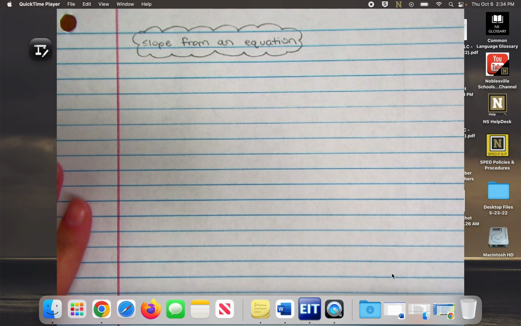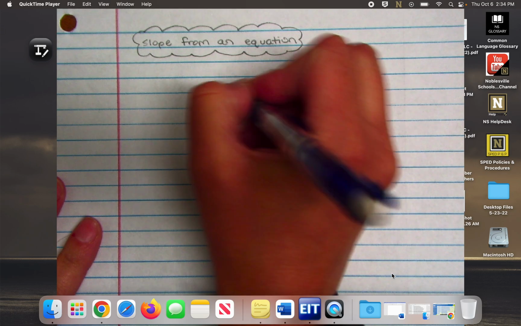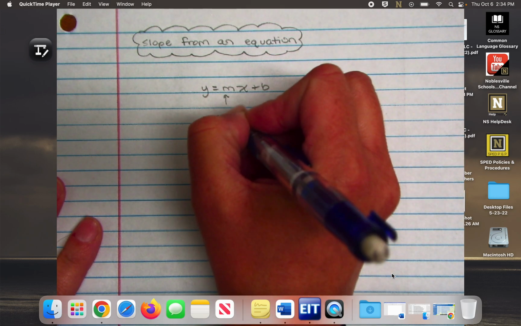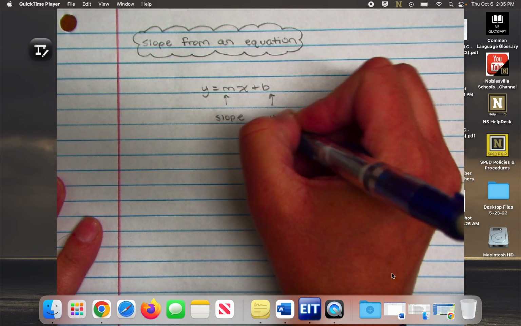Okay. So y equals mx plus b. Remember, m is the slope. b is the y-intercept.